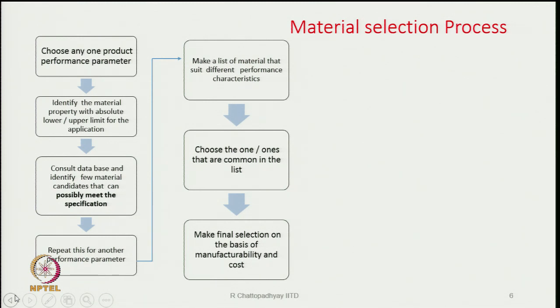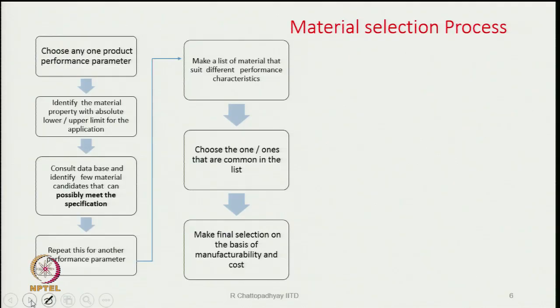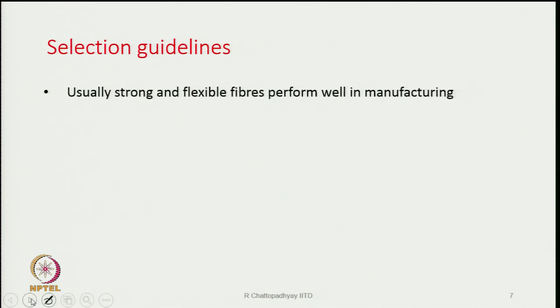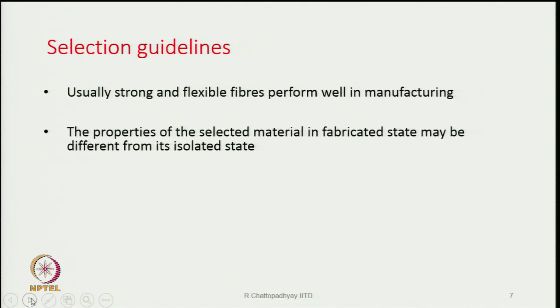After that, make a final selection on the basis of manufacturability and cost, because cost is also very important and the fibers should be easily processable. So, this is the typical flow chart which one can follow. The other selection guidelines are, normally we should remember that usually strong and flexible fibers perform well in manufacturing.